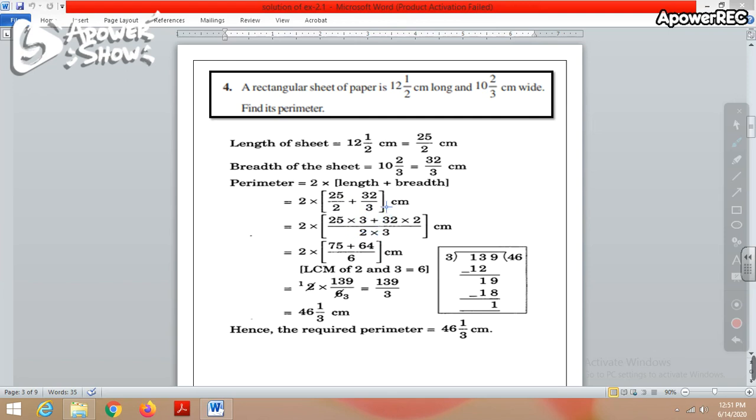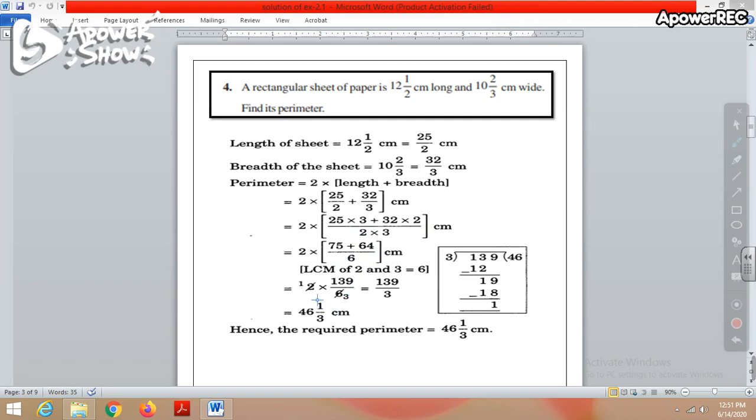Now in this fraction we have to make the denominator equal to 6. So we have to multiply 3 by 2. So here we are multiplying 3 by 2. So 32 will also be multiplied by 2. Now after multiplication we get 25 multiplied by 3 is equal to 75 and 32 multiplied by 2 equal to 64. Now 75 plus 64 equals 139 by 6.